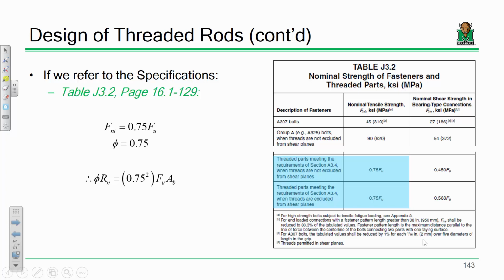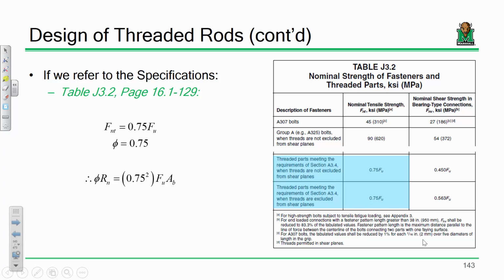The nominal tensile stress of threaded parts that are not bolts, which is what those lower rows are for, everything that's not a bolt, is 0.75 F_u. So what we have here is phi R_n = phi F_nt A_b, where phi is 0.75 and F_nt is 0.75 F_u. Does that make sense? That's why the capacity has a 0.75 squared. One of them is the phi value, and one of them is the reduction of the tensile strength from F_u to F_nt. Does that make sense?